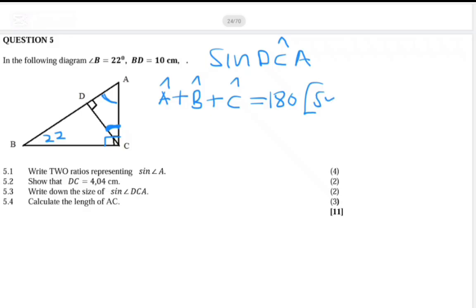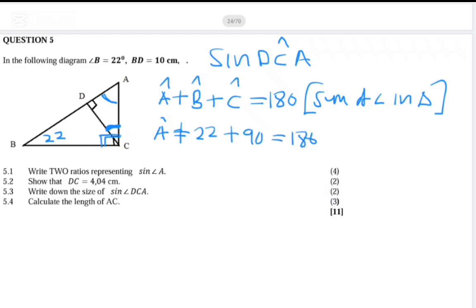Why? Because this is the sum of angles in a triangle. So angle A, we are looking for it right now, plus angle B, which is 22, plus angle C, which is 90, this one, equals 180. So angle A is going to be equal to 180 minus 90 minus 22. Angle A is going to be equal to 68. Yeah, hopefully it's going to be equal to 68.